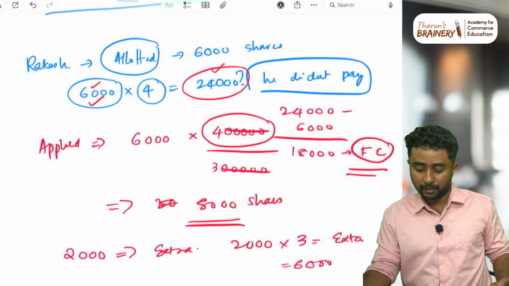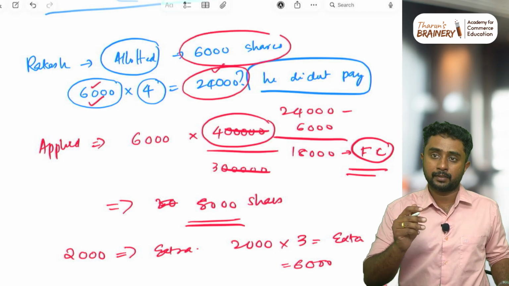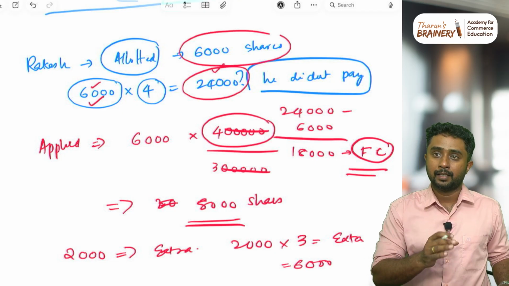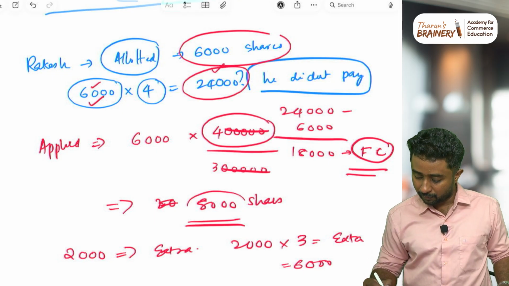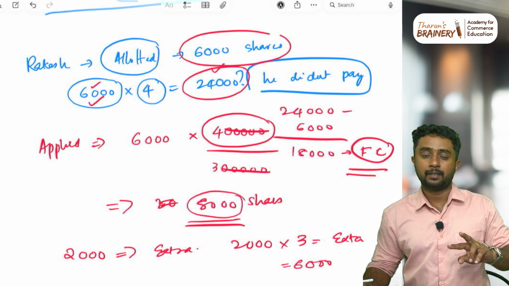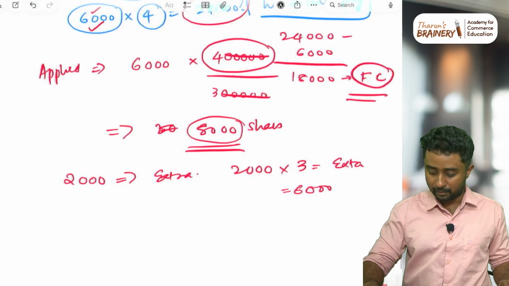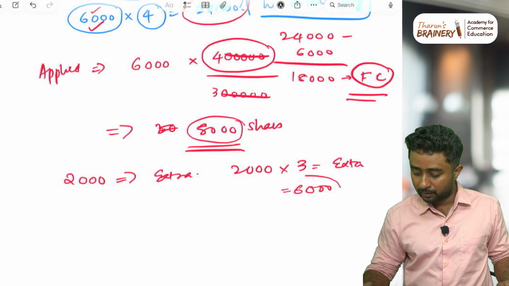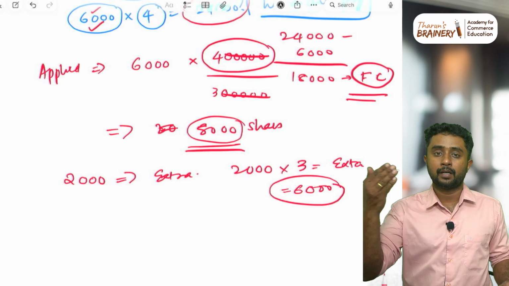I'll repeat once again. What did we do first? First we wrote the number of shares that is allotted to that person. Then what did we do? We found the applied shares, which is 8,000 shares. So the difference between these two is 2,000 shares. What will the company do with this 6,000 rupees which he paid extra, 2,000 into 3? The company will utilize it for the allotment only.